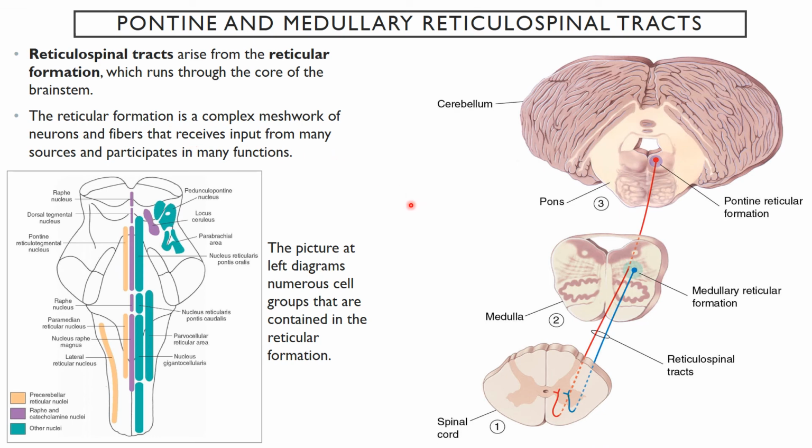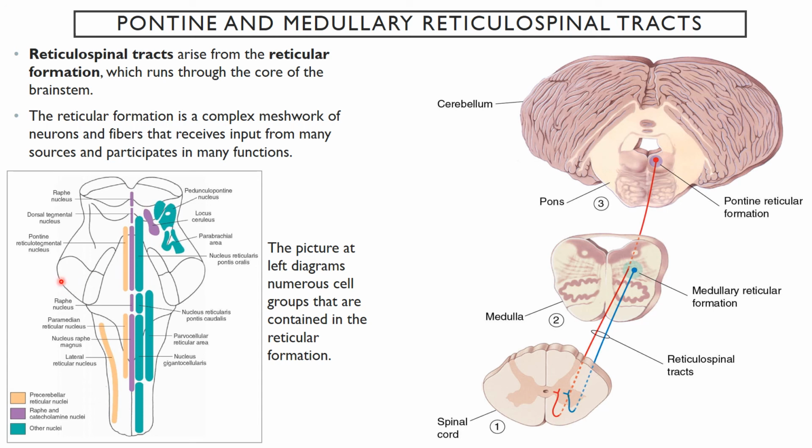We're going to talk about two additional tracts, the pontine and medullary reticulospinal tracts. The reticulospinal tracts, you can break them down into many different subdivisions. They all arise from what's called the reticular formation, a complex meshwork of neurons and fibers. What we're looking at here is the spinal cord down here, and this is the brainstem, and we're looking at the underside of the brainstem.